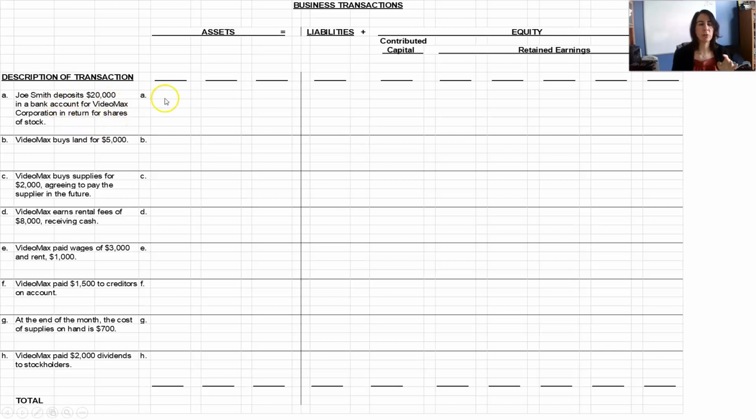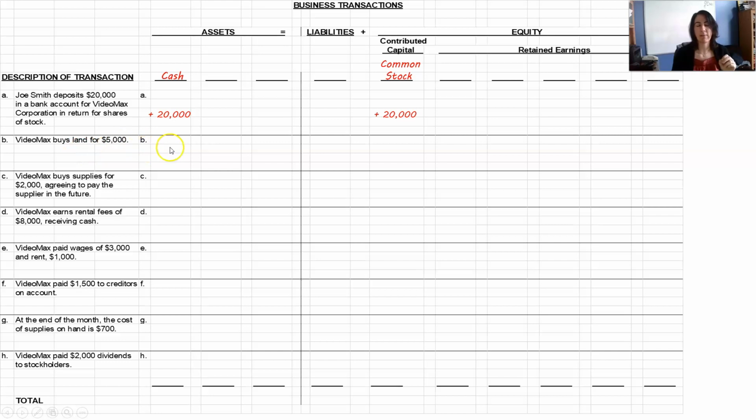From the business's perspective, Joe Smith deposited $20,000 into a bank account for VideoMax. What VideoMax got was cash. They got cash of $20,000, so it has an increase in the business, an additional asset of cash for $20,000. And they gave out shares of stock. That goes into your contributed capital, common stock, $20,000. So you have at least two transactions. You have an increase to the account of common stock, and an increase to the account of cash.